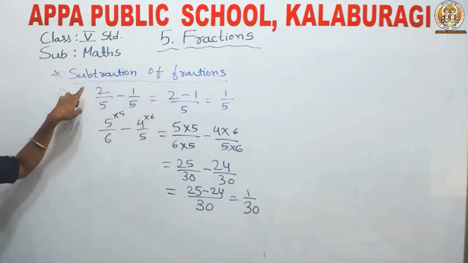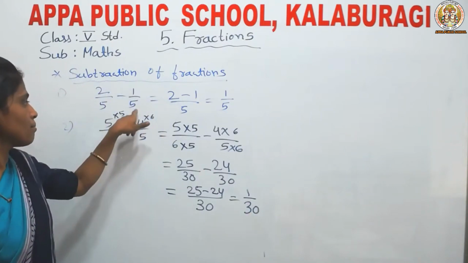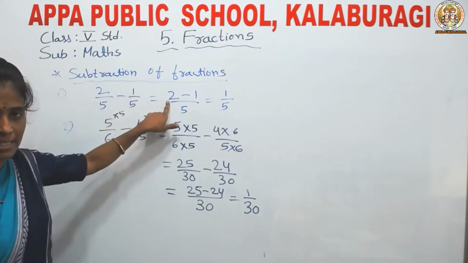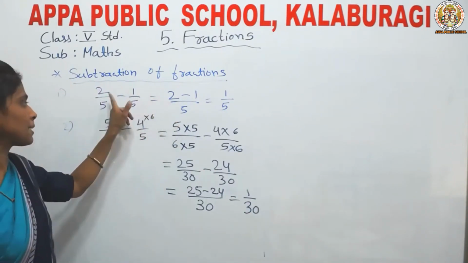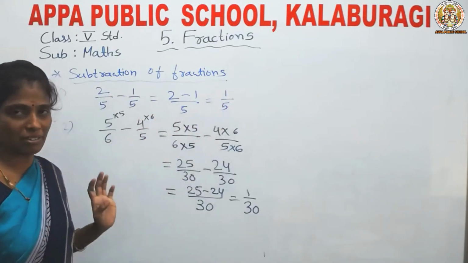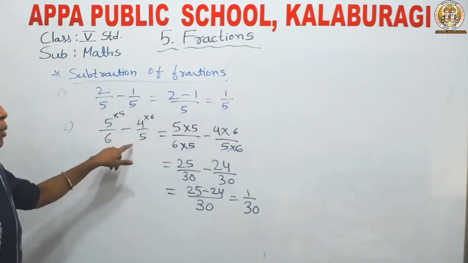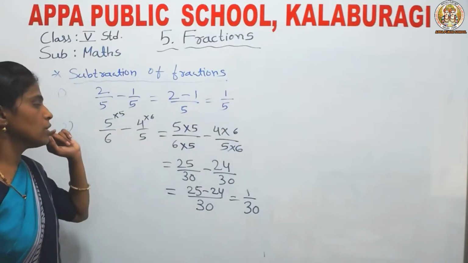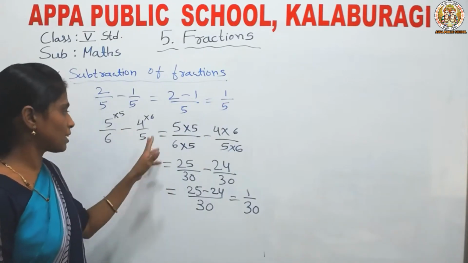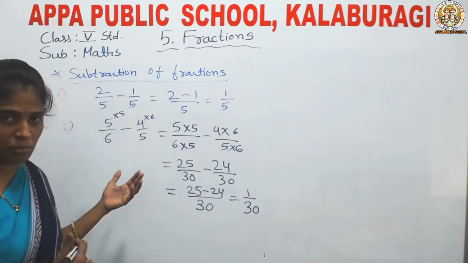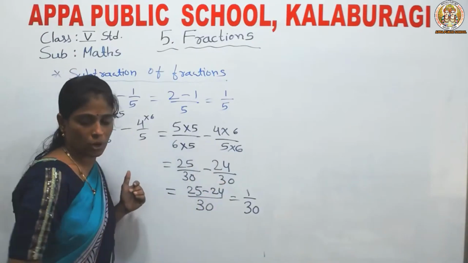When the denominator is the same, it is not necessary to take the LCM. Write it as it is, subtract the numerators and we get 1 by 5. Next, when the denominator is different, take the LCM. After that, multiply by whichever number gives the same denominator. Do it like this method.